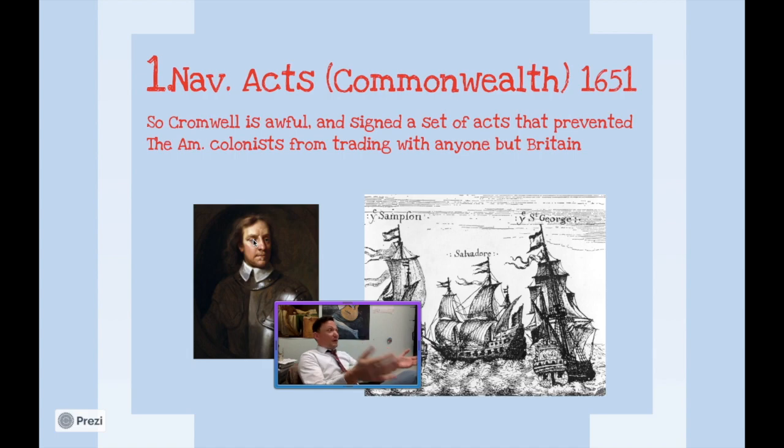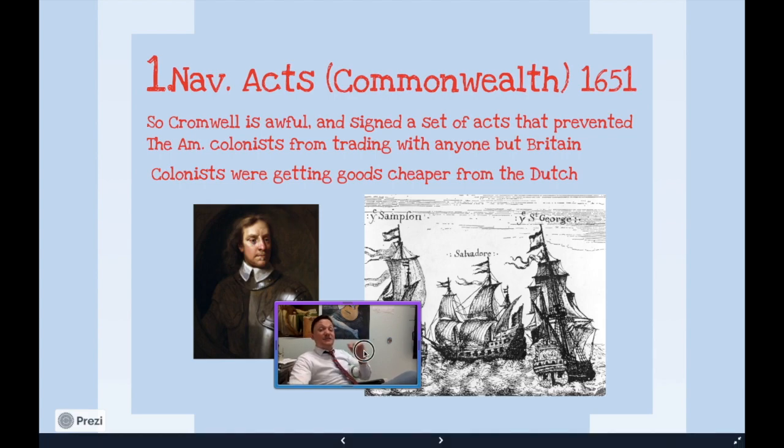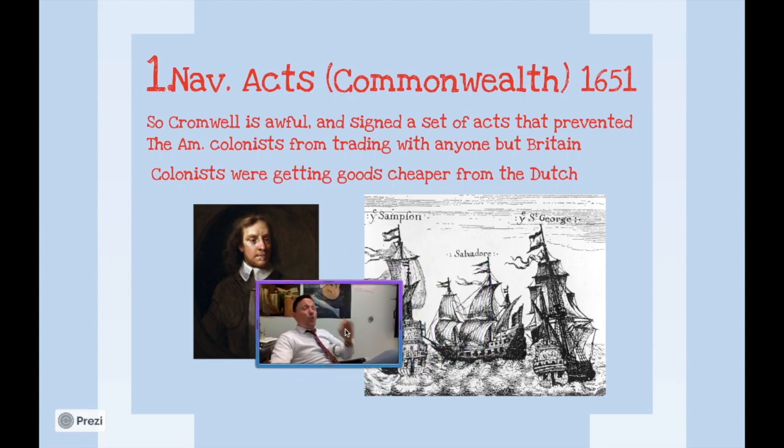So it's like, okay, if you're English, you're only buying English goods. If you're Dutch, you're only buying Dutch goods. If you're French, you're only supposed to buy French goods, to keep the money cornered inside of the country, right? Well, Cromwell does this exactly like everybody else is doing, and he signs a series of acts that prevented not just the people in England from buying non-English goods, but even the American colonists were not allowed to buy goods from anybody that wasn't British.